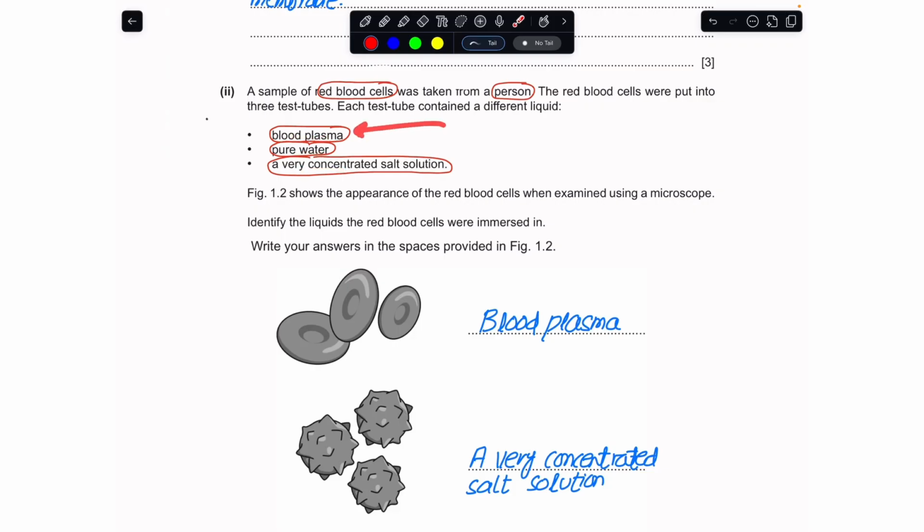Now, what we know is that the blood plasma has the same water potential as the red blood cells, so the red blood cells would not lose their shape, they would not burst, neither would they shrink, so we would write blood plasma right in front of it.